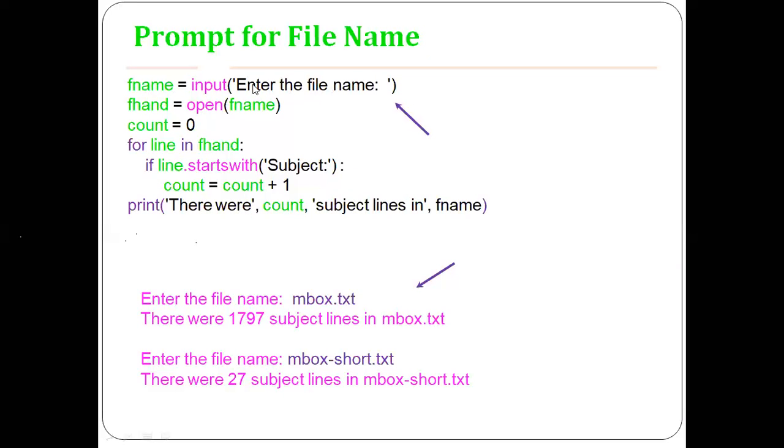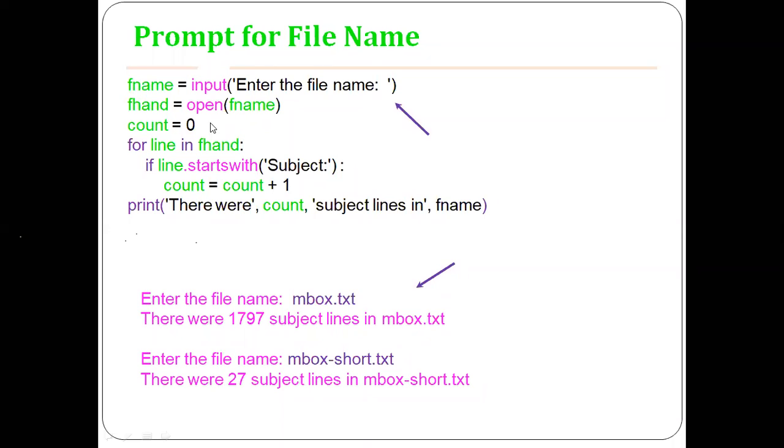Here I'm asking the user to enter the file name. Once you enter the file name, it will be stored in a variable called fname, and you are opening that file name. There is fname, and we get a file handler, and count equal to 0. For line in fhand, if it starts with Subject, I'm implementing a counter, count plus one. That is, there we have count, the number of lines which start with Subject in the file. That is how you can get it.